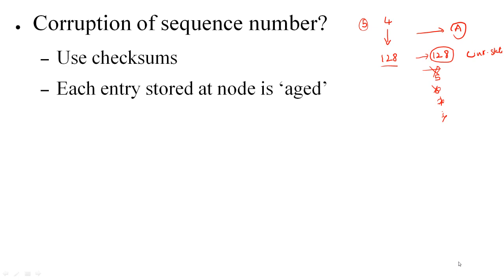Well, you should use checksums to the extent possible so that you can detect such corruptions, but checksums are not foolproof. So the way to handle that is each entry that is stored at a node is aged. For example, this entry will have a lifetime. Let's say you set it equal to 10 seconds. After this time, it is going to be cleared out. So it may happen that during this time you reject all these sequence numbers that are coming, but once this entry is removed, you will act on the sequence numbers that come later. So finally, you will get to the right state.